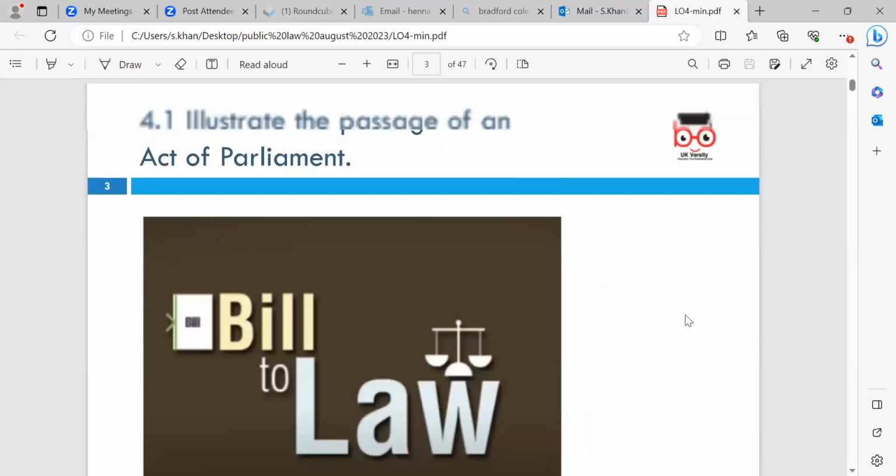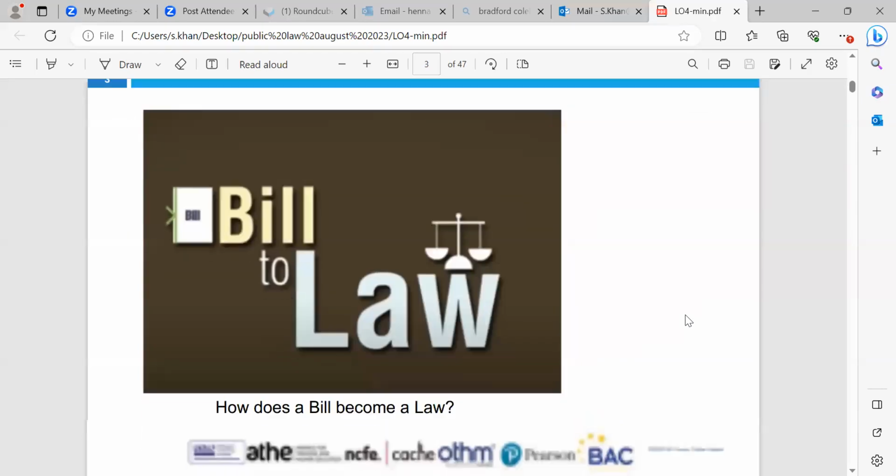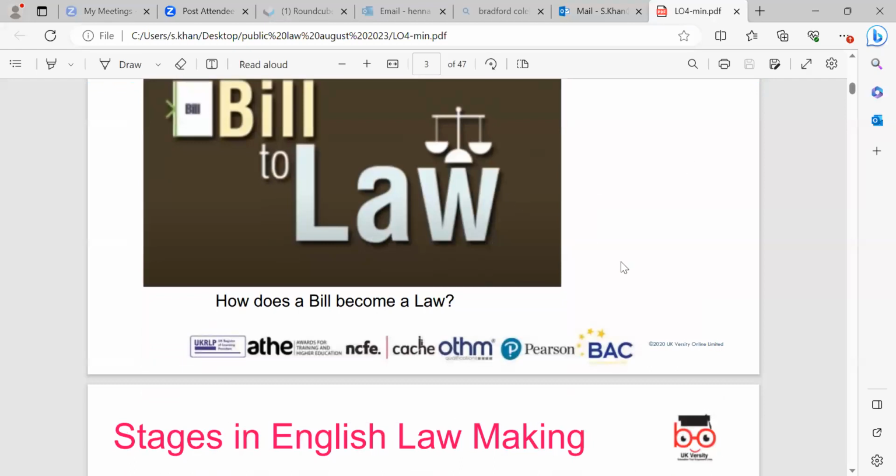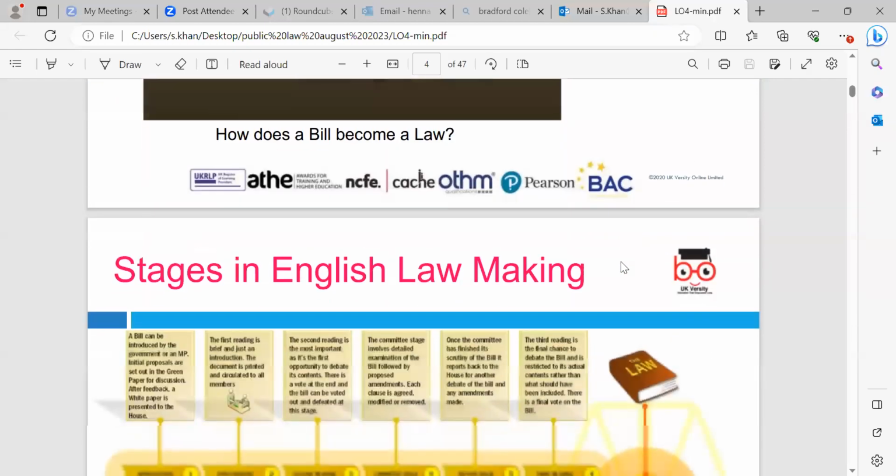Acts are known as primary legislation because they do not depend on other legislative authorities. So, illustrating the passage of an act of parliament. So how does a bill become a law? So, stages in English law.